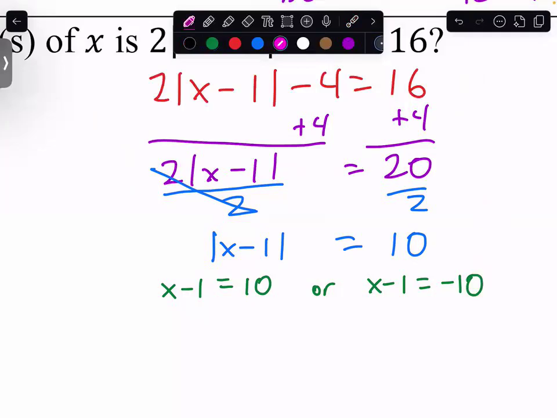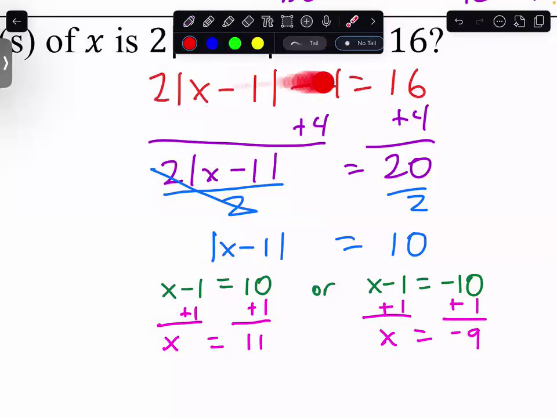Very good. As Eden said, to get the x by itself, we need to undo the 1 that is getting subtracted. The inverse operation of subtraction is addition, so we add 1 to both sides of the equal sign. Our first answer is x equals 11. Our second answer, x equals negative 9. If the original problem had been this equation in red, we would be done right here. Our final answer would be x equals 11 and x equals negative 9.